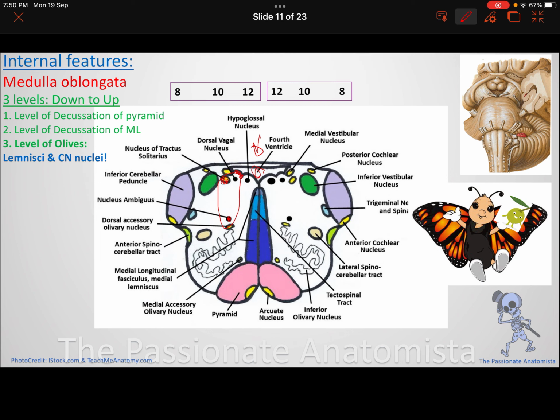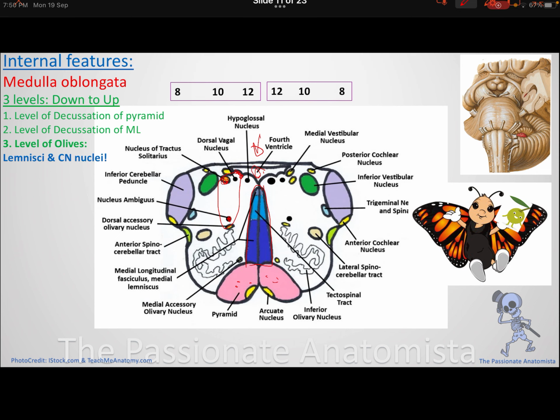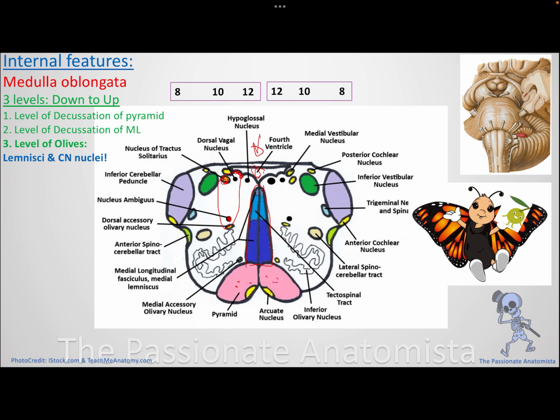And here there is a very important thing in the center, which is basically after the pyramids, you have 3 important structures, okay? 3 important structures from down to up. The first one is the medial lemniscus, okay? The next one is the tectospinal tract, and the last one is the medial longitudinal fasciculus. Again, in the medial part of the medulla, we have 3 important structures.